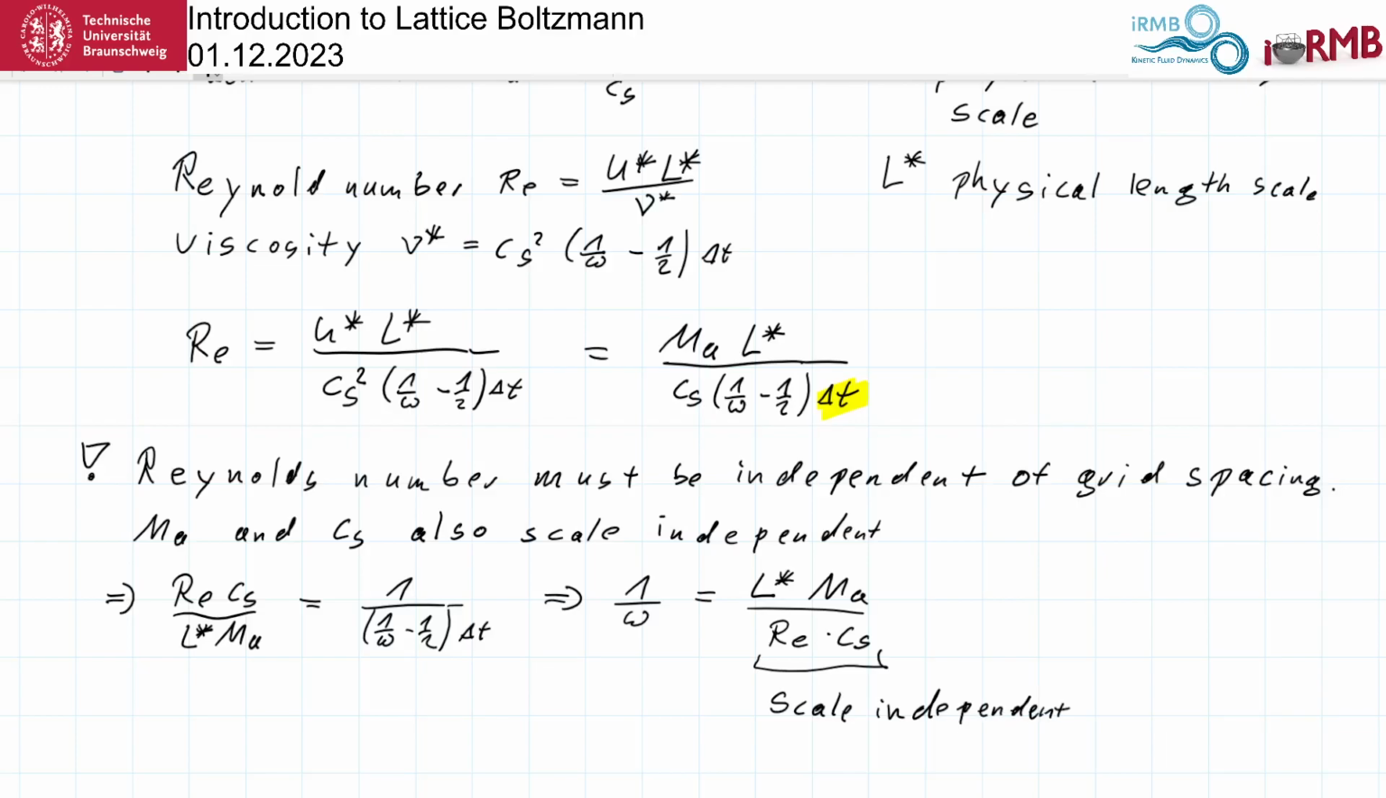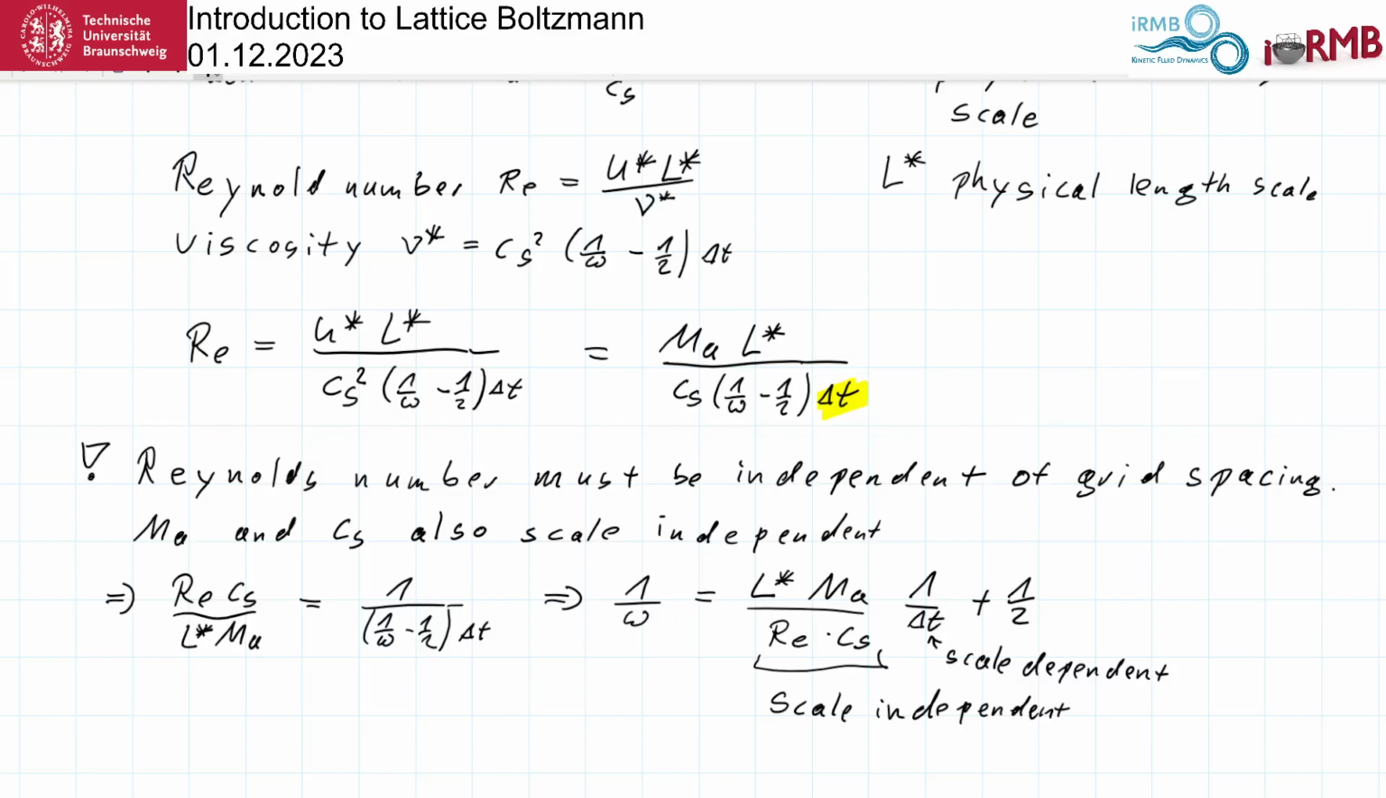By scale independent, we always mean the grid resolution, not the physical resolution. Physics is given as our problem. We have a car, we should simulate a car, we should simulate an airplane. The Reynolds number is given. What we can choose is the grid spacing. This is our scale: grid spacing and time step. And here we unfortunately have a time step left. So this here is obviously scale dependent.